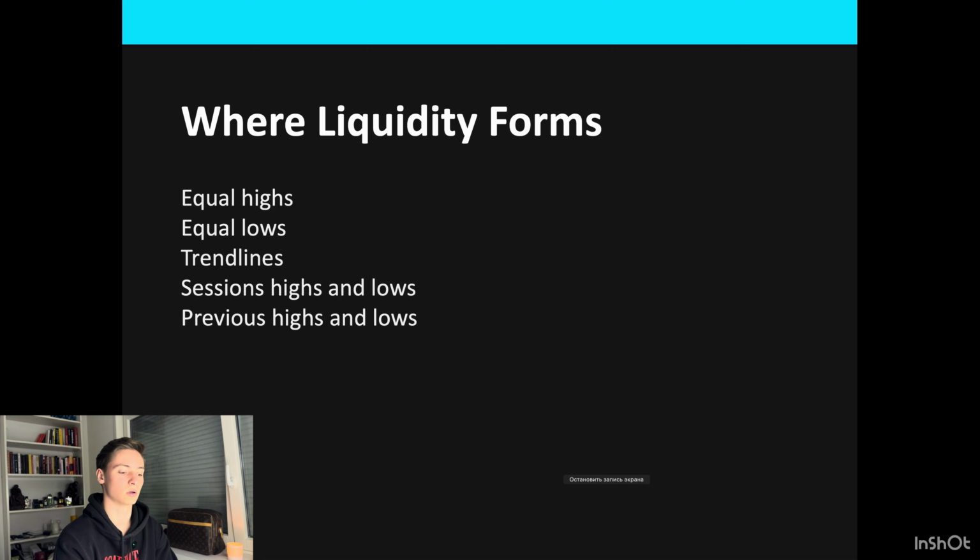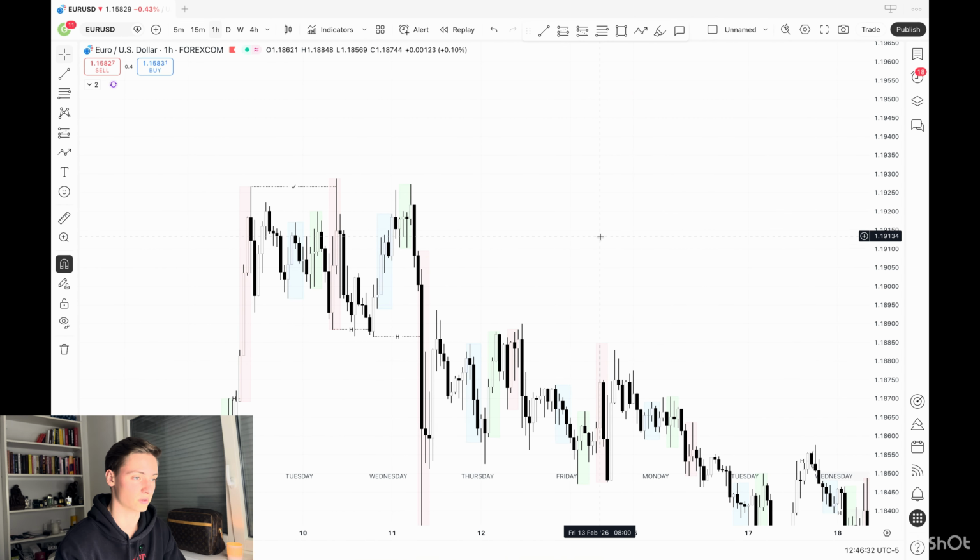Liquidity can be on your charts in different locations and ways. So there are some examples. There are equal highs, equal lows, trend lines, session highs and lows, previous highs and lows, which is crucial. So let's look at it in a live example.